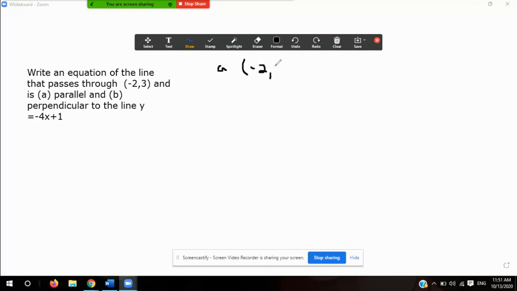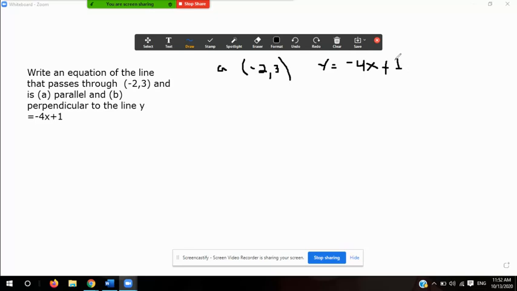And we're not necessarily given a slope, but we are given an equation. So the equation is y equals negative 4x plus 1. Now, what does this mean? We're not given a slope, but we're given an equation. Well, the problem says this is the equation of a line. And at one point it's perpendicular and at one point it's parallel.